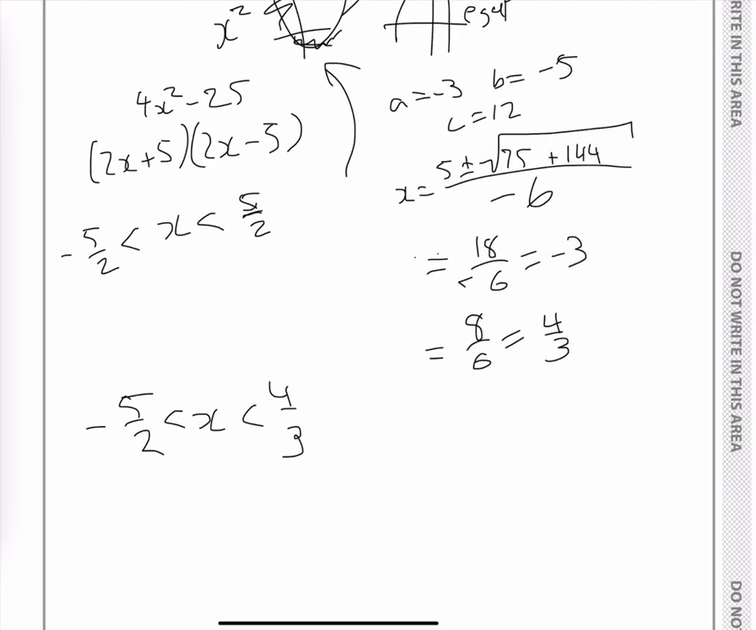Because that is bigger or is further or is smaller on the number line, so we need to pick this one. Oh, and we're done.